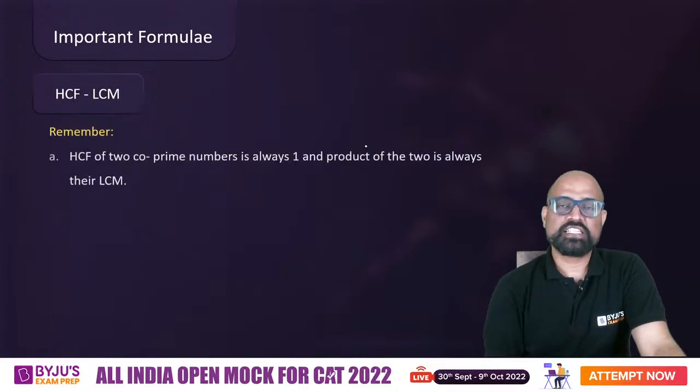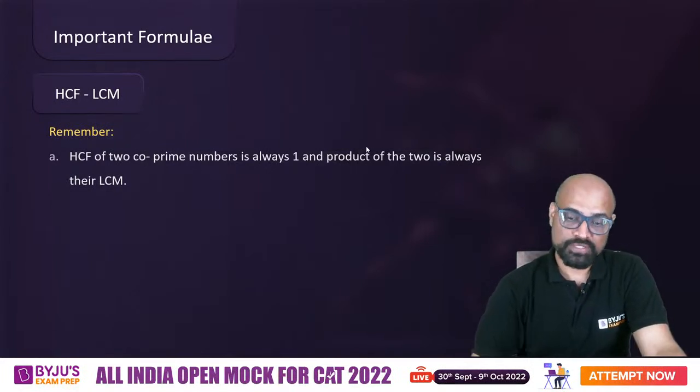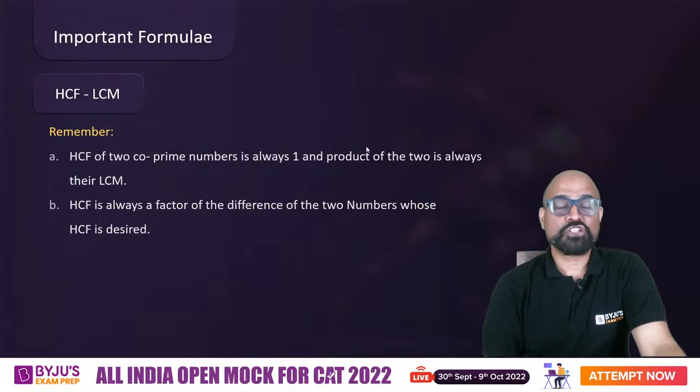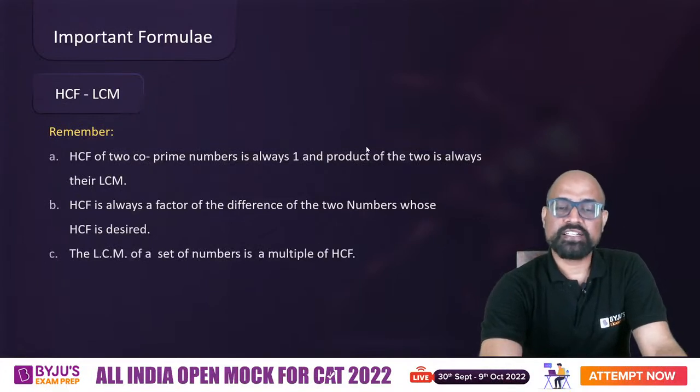Remember that HCF of two co-prime numbers is always 1. That's actually the definition of co-prime numbers, right? And in that case, the product of the two numbers will be equal to their LCM, right? And HCF is always a factor of the LCM. It's compulsory. The LCM of a set of natural numbers is always going to be a multiple of HCF. So this is always true, whether they are two numbers or more than two numbers.